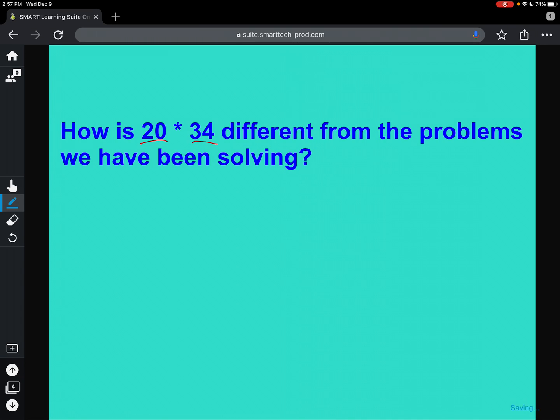So if you look at 20 times 34, how is that different from the problems that we've solved earlier in this week? Hopefully you're noticing that it's a 2-digit times a 2-digit number. This makes the steps for solving a little bit longer, but it's still pretty simple when you use the steps that we do for partial products multiplication. I'm going to show you how to do this on the next slide.